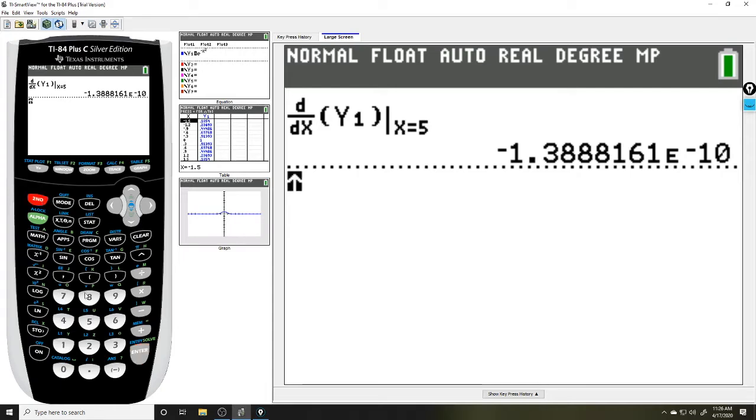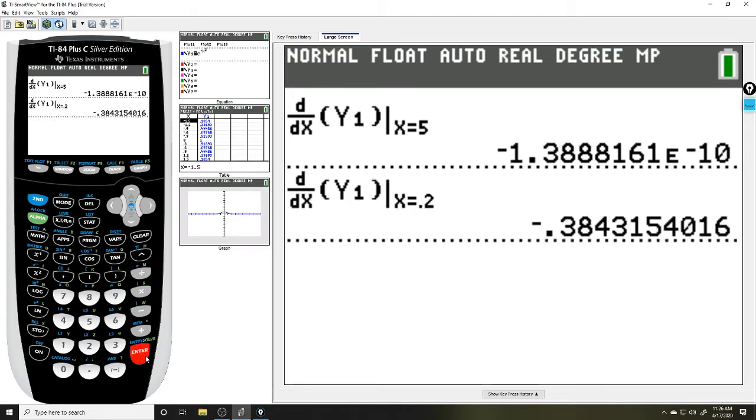Remember that second and enter will call up the last thing you typed in. So if I want to plug in a different point, let's say I want to plug in a negative number. Or maybe let's say I want to plug in a small number. So maybe I want to plug in 0.2 or 1/5. And there's negative 0.38431. So that gives a different value.